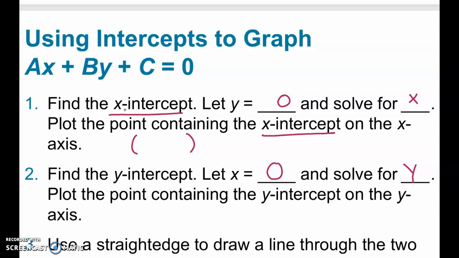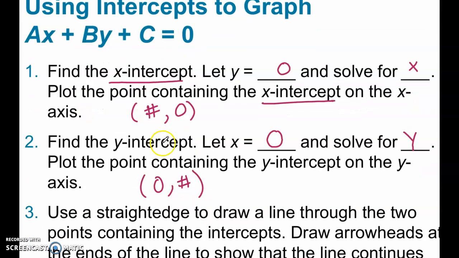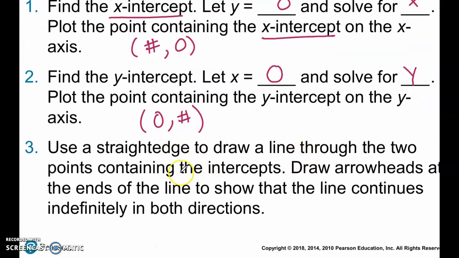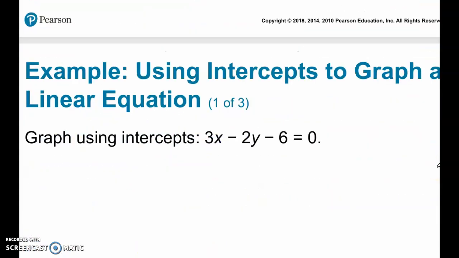So it's going to be some number, comma, 0 for this one, the ordered pair. And this will be some number, or I'm sorry, 0, comma, some number as the ordered pair. After you get the 2 ordered pairs, you plot them, and then you draw a line using a straight edge, draw arrows at the end to show that the line continues on indefinitely in both directions.